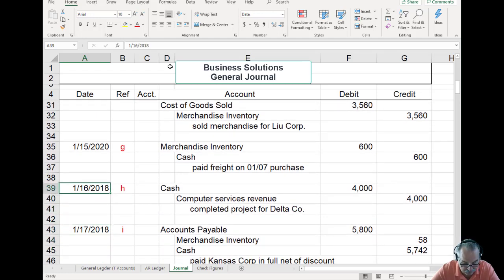Transaction H is on the 16th. The company received $4,000 cash from Delta Company for computer services provided. So we actually did some work in this transaction. This wasn't for something we had already done. This is actually revenue. So debit cash, $4,000, credit computer services revenue, $4,000.